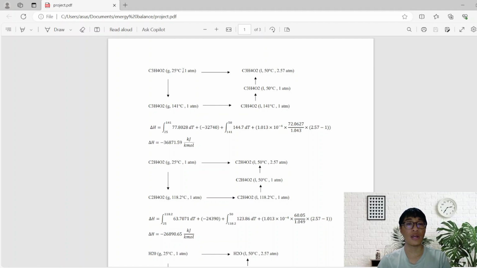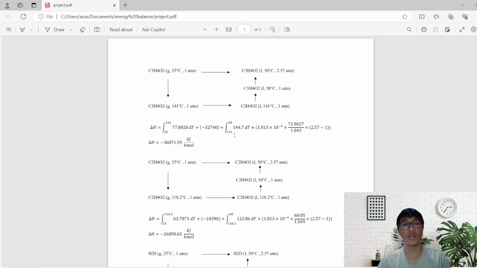So to calculate the enthalpy from the reference state to its final state, first we need to calculate the sensible heat from 25 degrees Celsius to 141 degrees Celsius. So to do that, we integrate the CpdT of the gas form of acrylic acid, which is 77.8028 kilojoule per kilomole, from 25 degrees Celsius to 141 degrees Celsius. And then you plus the heat of condensation of the acrylic acid. And then after that, you plus again the sensible heat from 141 degrees Celsius to 50 degrees Celsius.